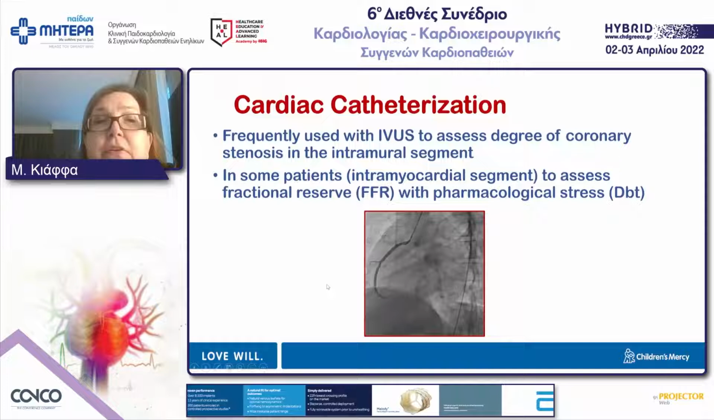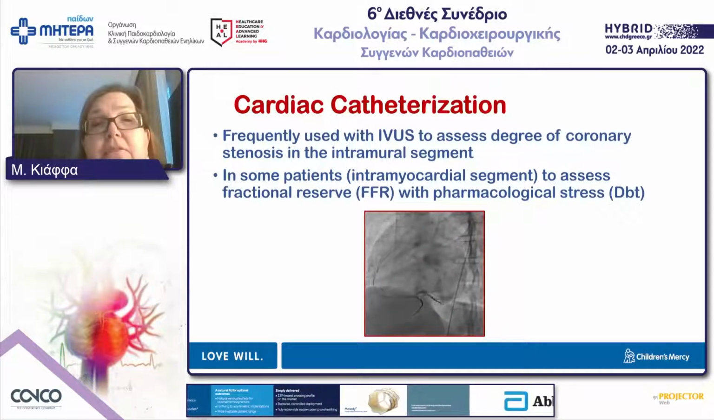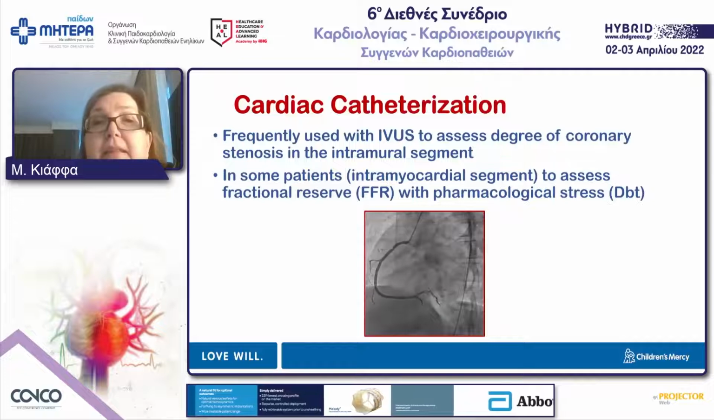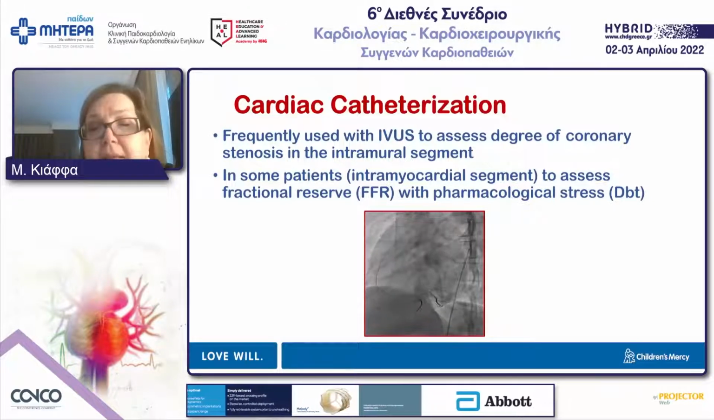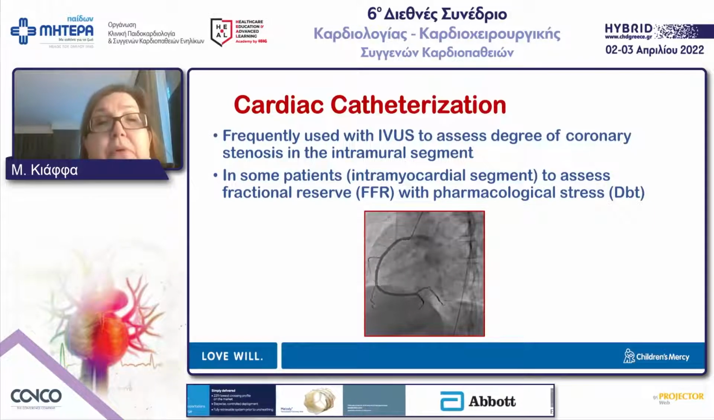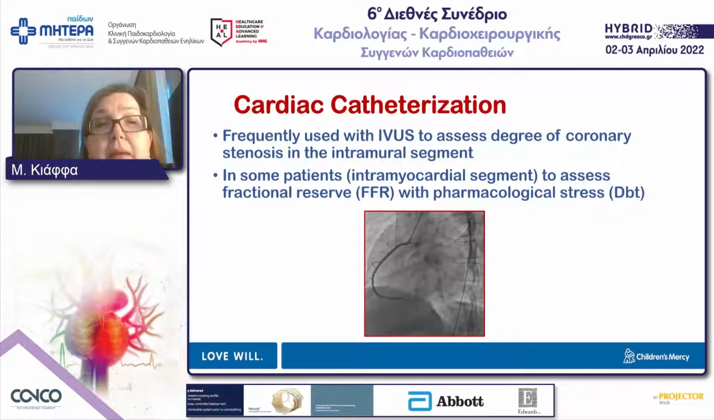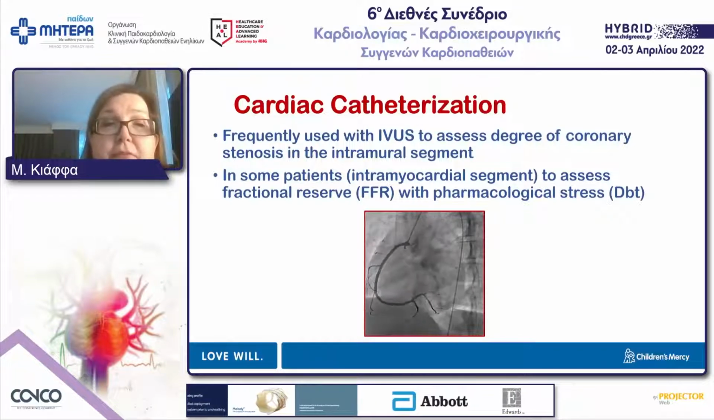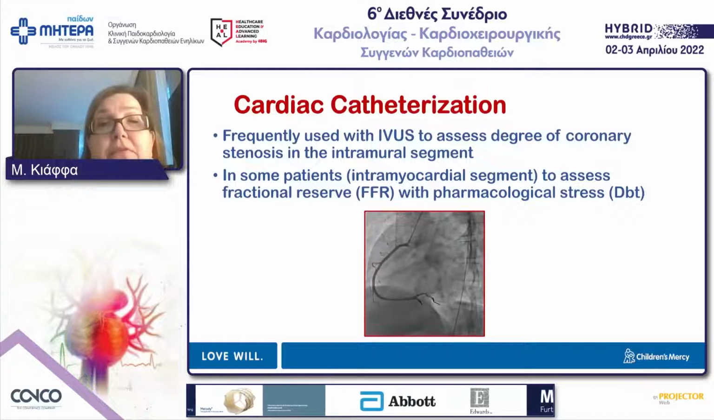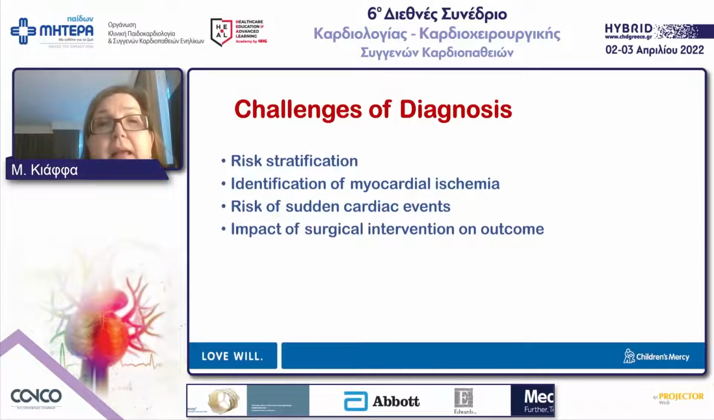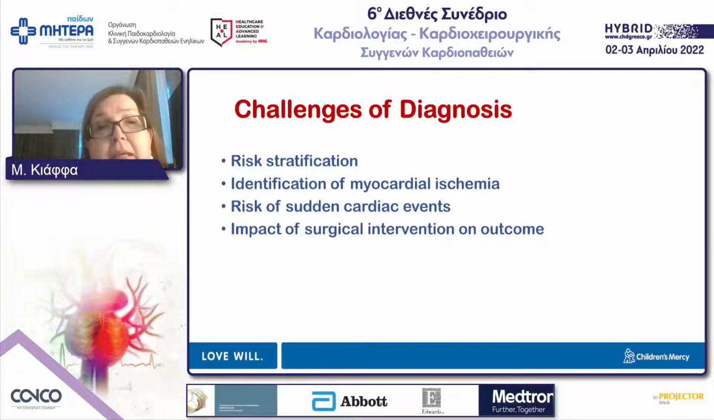Cardiac catheterization is used frequently with intravascular ultrasound just to assess the degree of coronary stenosis and the length of an intramural segment. Most of the time in older children, and in some patients, it can assess the fractional flow reserve in combination with pharmacological stress.